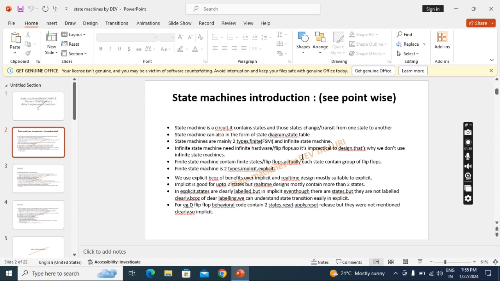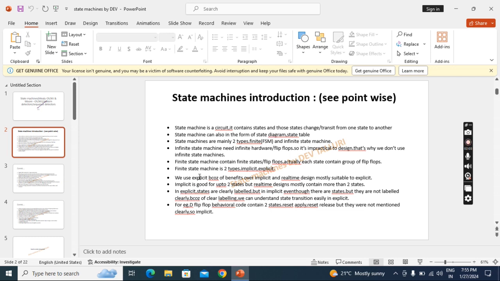We can design with finite hardware or finite flip-flops, right? Finite state machines contain finite states, finite flip-flops. So actually each state contains a group of flip-flops. Whatever the states there, each state contains a group of flip-flops. It is based on the pattern, how many flip-flops. Again, these finite state machines are two types: implicit, explicit.